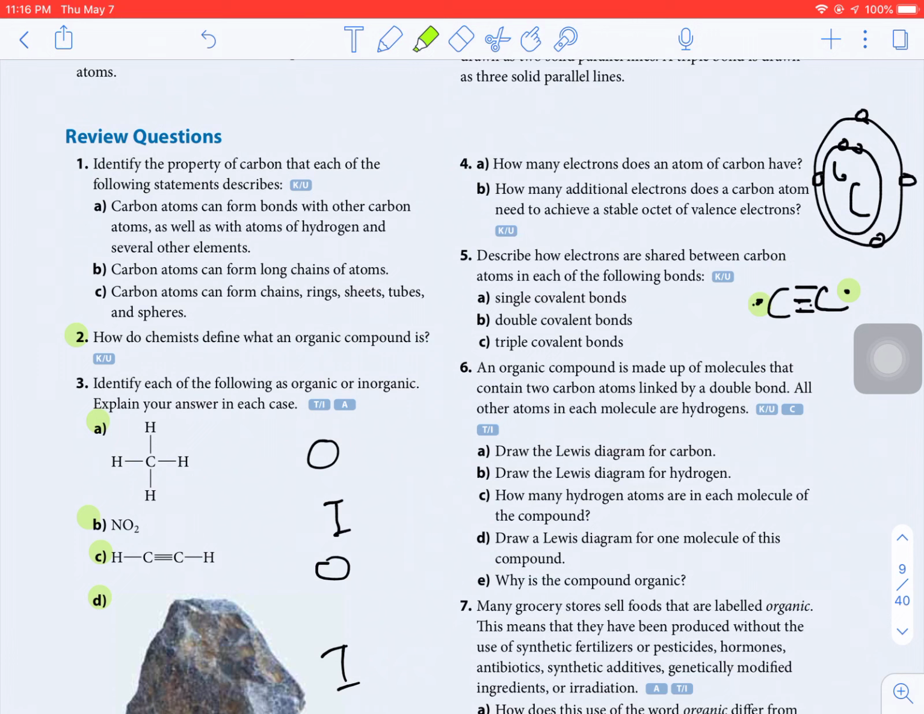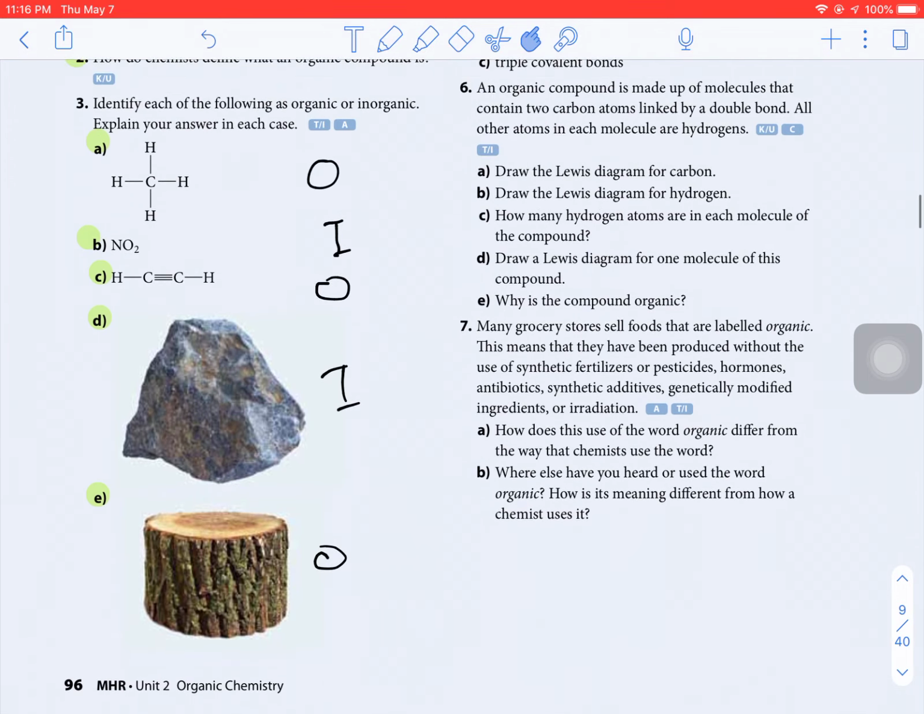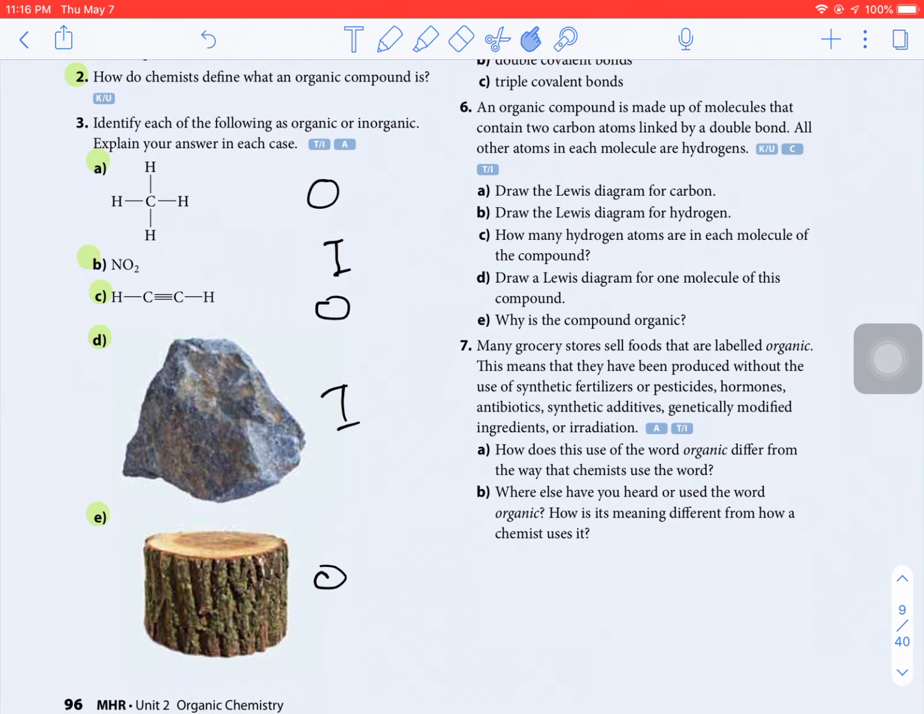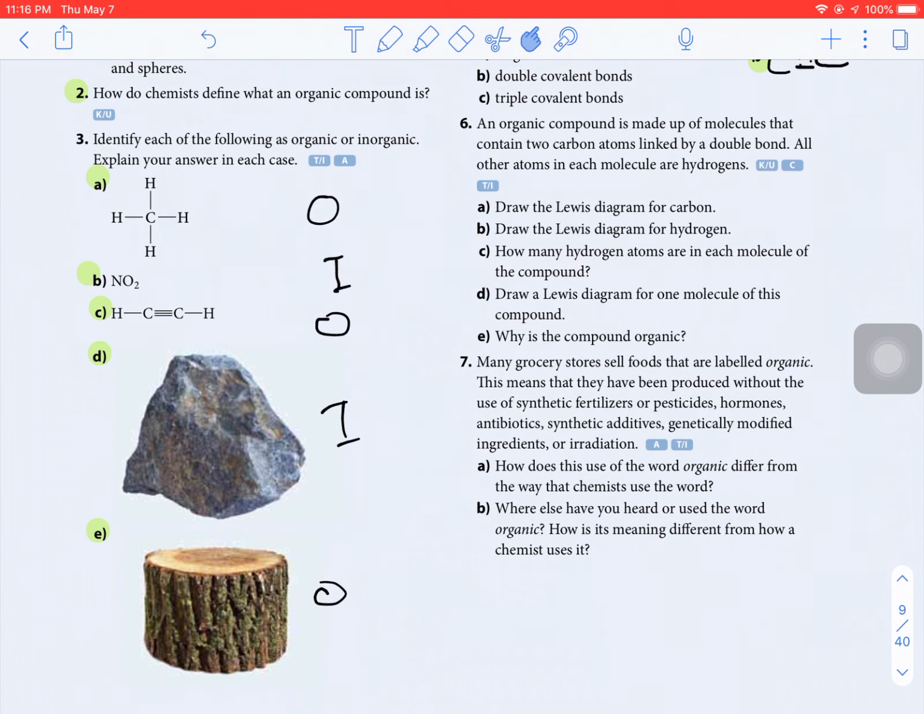2 carbon atoms are linked by a double bond. Draw a Lewis diagram for carbon. Draw the Lewis diagram for hydrogen. How many hydrogen atoms are in each molecule of the compound? So let's start with my 2 carbon atoms. There's a carbon atom, and there's a carbon atom, and it says they have a double bond between them. Okay, so there's my 2 carbons linked by a double bond.